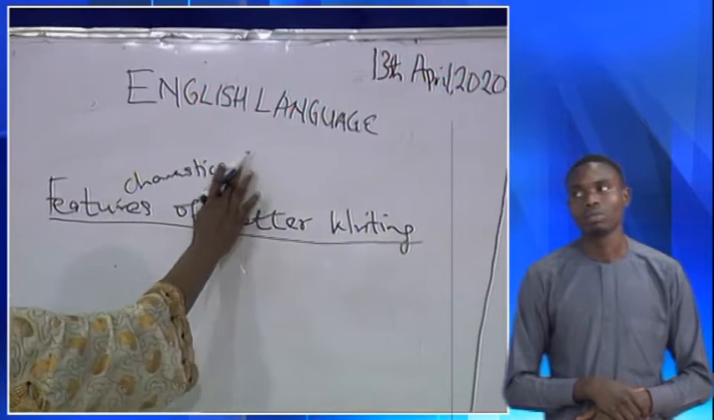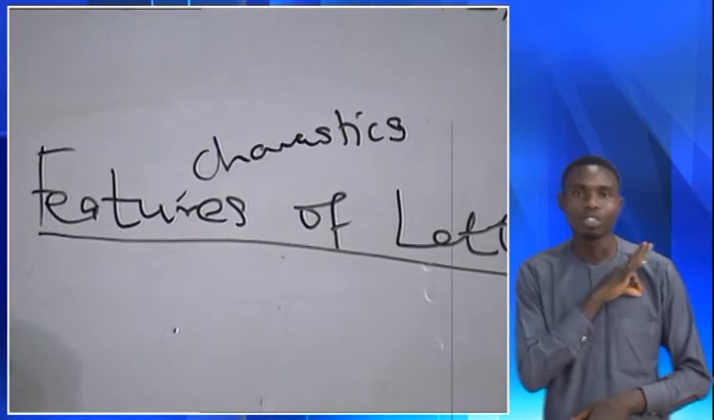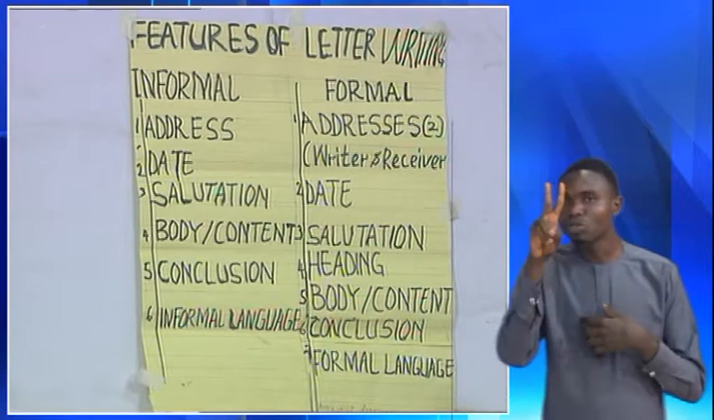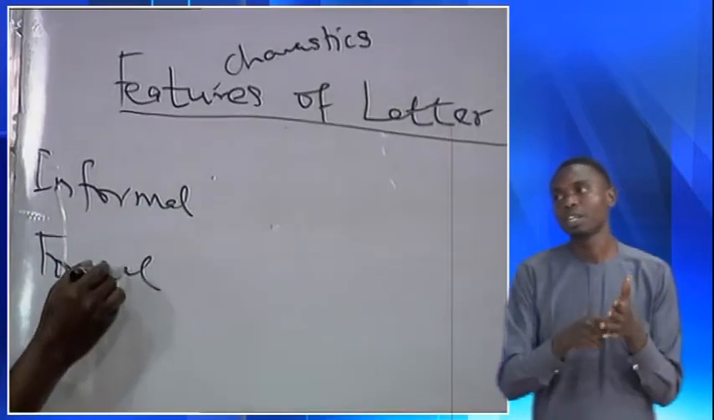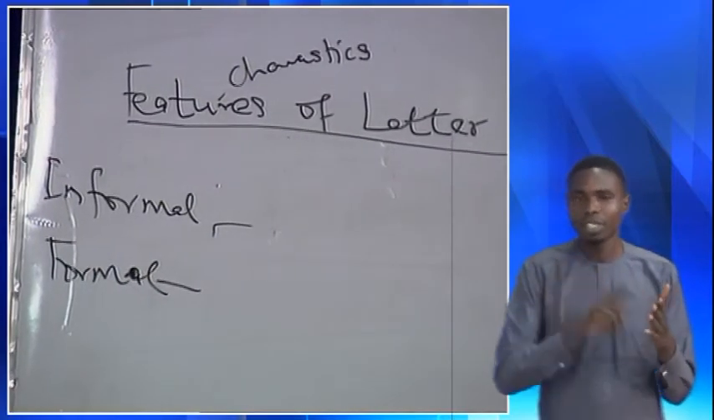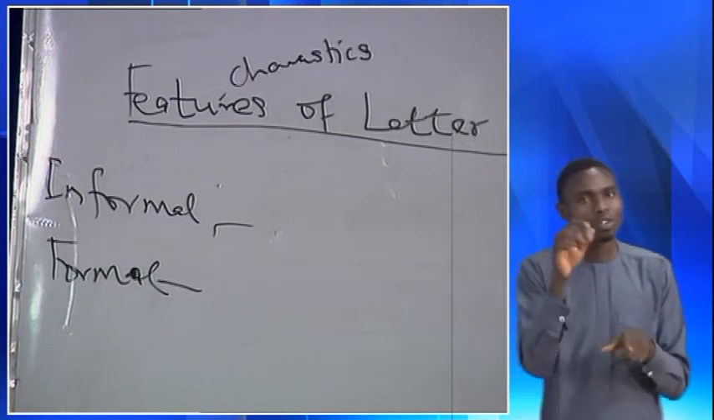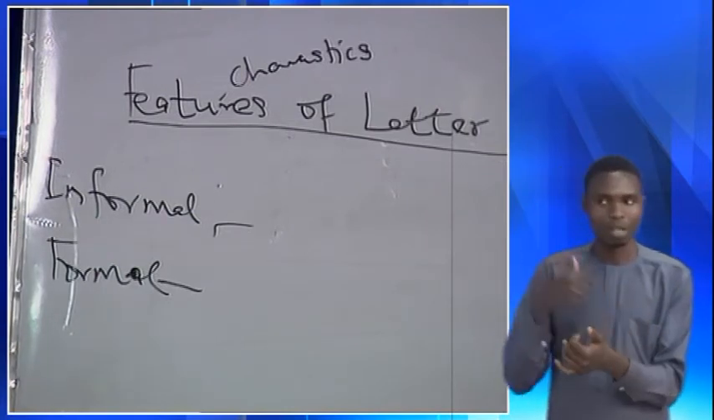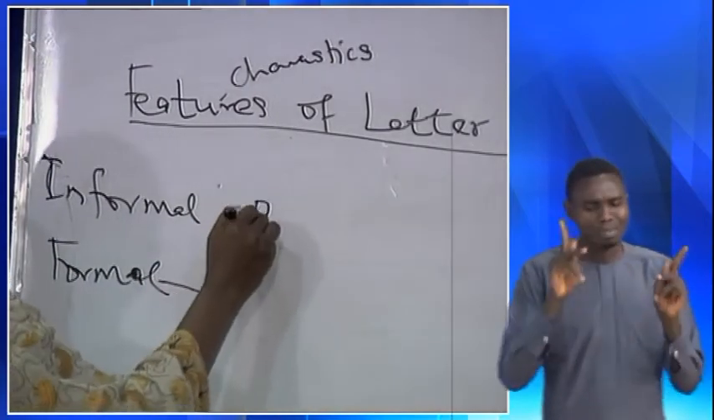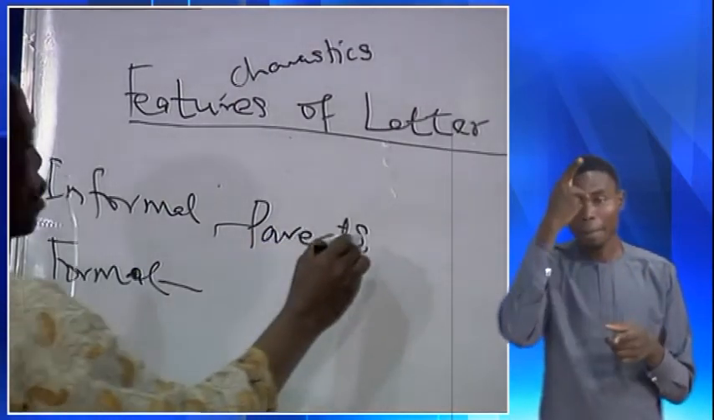of letter writing. As you have told me, we have two major types of letter writing: informal and formal. These are the major types of letter writing. And as requested by one of you at home, informal letters are personal letters. Are what? Personal letters. Letters you write to your parents, your siblings.